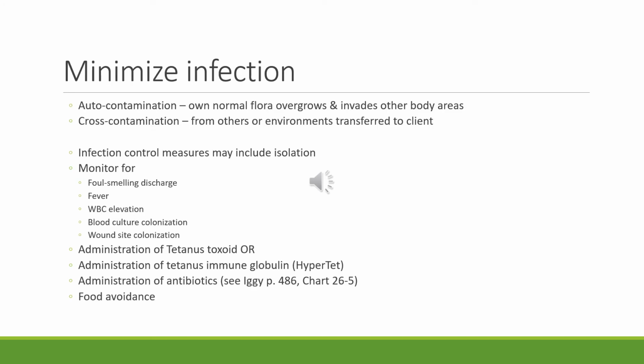So we want to minimize infection, and two definitions here are auto-contamination and cross-contamination. Auto-contamination is where the patient has their own normal flora that overgrows and then invades the body areas. So that would be like our patient has wounds in several different sites, and we want to prevent moving growth of germs from one area to the other. So as a nurse, what we would need to do is utilize our good hand washing, but then also utilize wearing gloves from one wound area to another. We need to change our gloves in between going from one area to another.